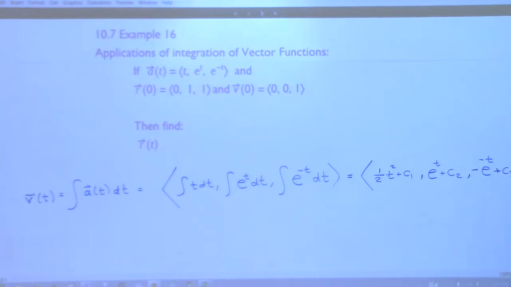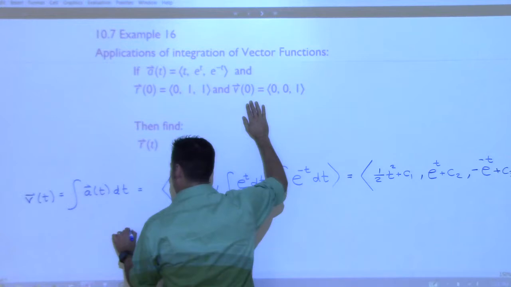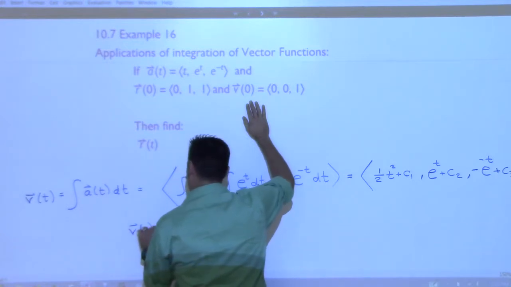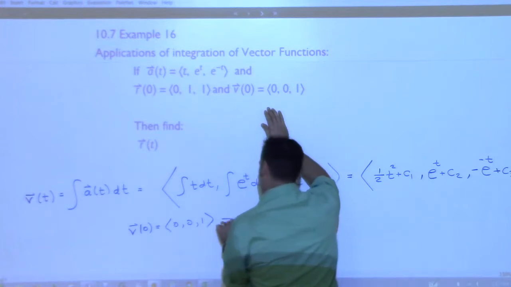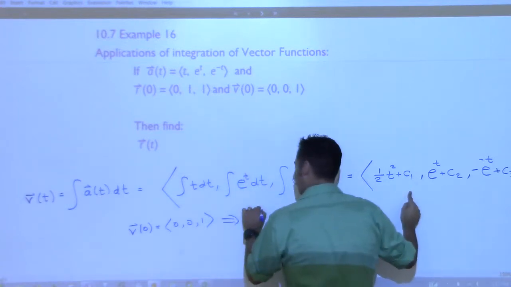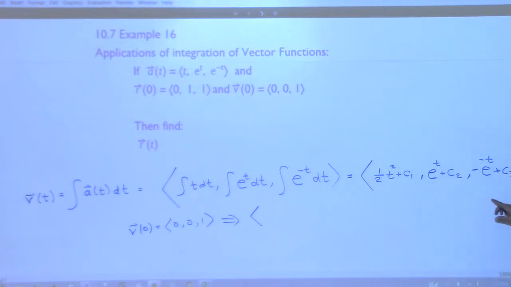Okay, now what? Plug in the v. Yeah, we know what v of 0 is, right? So v of 0 being the vector 0, 0, 1 implies that when we plug 0 into this for t, what would we get when we plug 0 into this for t?